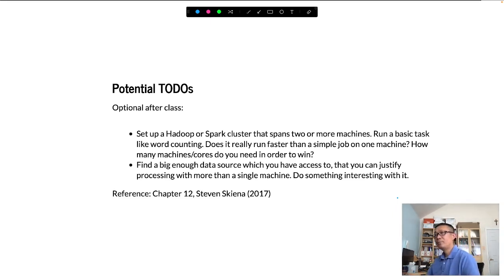And then find perhaps a big enough data source that you have access to, and that can justify processing with more than one single machine, and do something interesting with that. So I think these are things that you may do, and I think it will be interesting and I'd be happy to know what comes out of that.